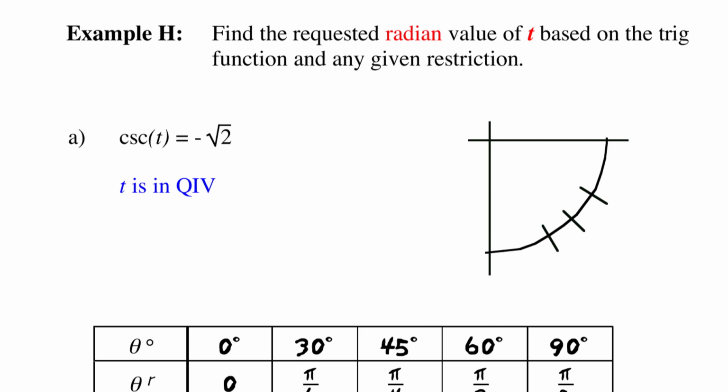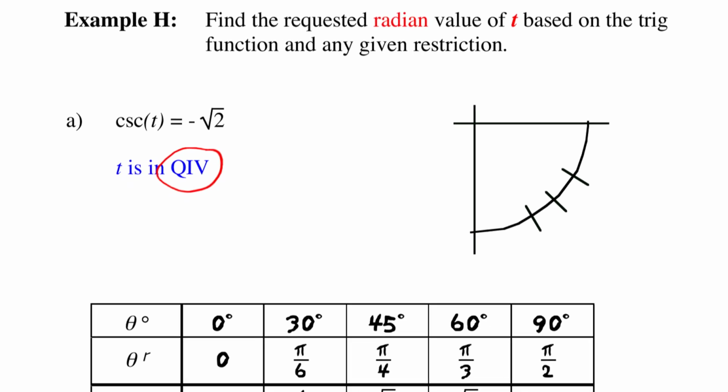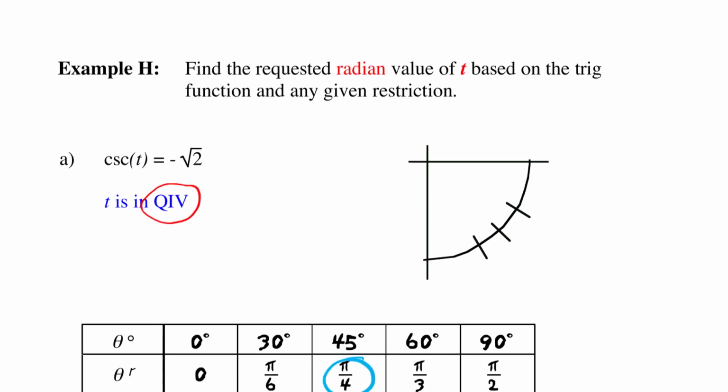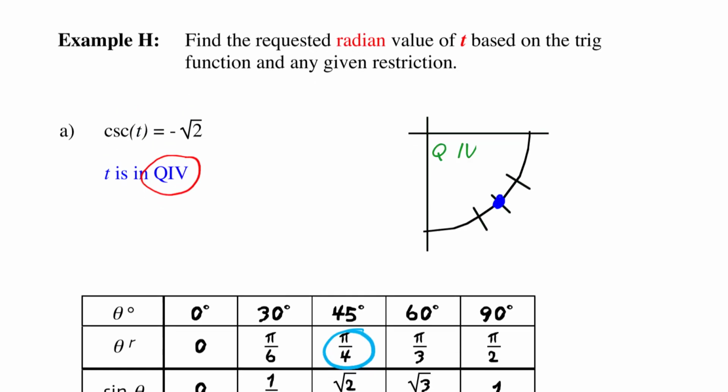This time we're asked to find the value where cosecant is negative square root of 2 when t is in quadrant 4. But in general, cosecant is square root of 2 at pi over 4. So we're going to focus on the quadrant 4 value of pi over 4, which is 7 pi over 4. Okay, fairly straightforward. T equals 7 pi over 4.